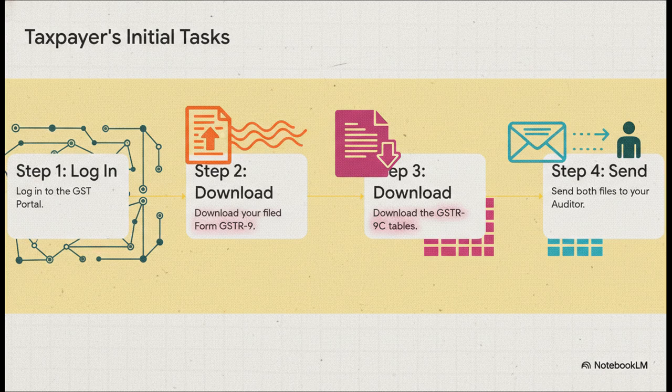First, obviously, you log into the portal. From there, you're going to download your already filed GSTR-9 form. Next, you download the GSTR-9C tables. And the great thing is, these are already pre-filled with a lot of data from your GSTR-9. And finally, you just package those 2 files up and shoot them over to your auditor. And with that, your first leg of the race is done.